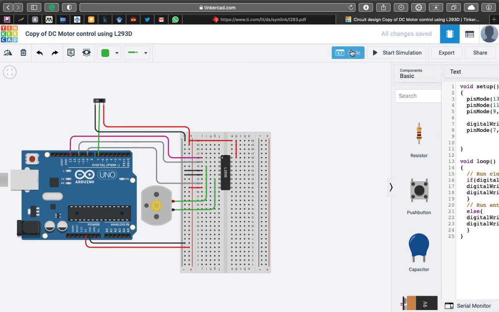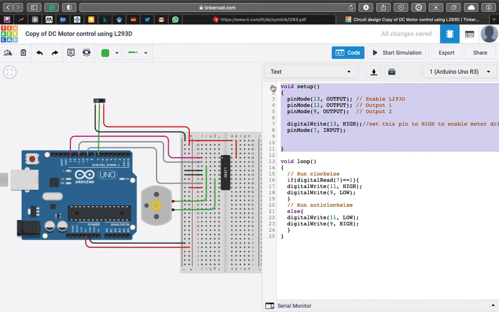So how we are going to code it? See, this is the setup part. In the setup part, I'm making pin numbers 13, 11, 9 as the output pins, and 7 as the input pin, which comes from the switch. And the next is digital write. Here, in setup, I enable the left hand side of this driver circuit L293D. I'm enabling this part, and that's all about the setup part.